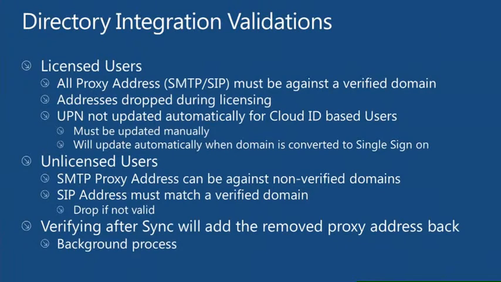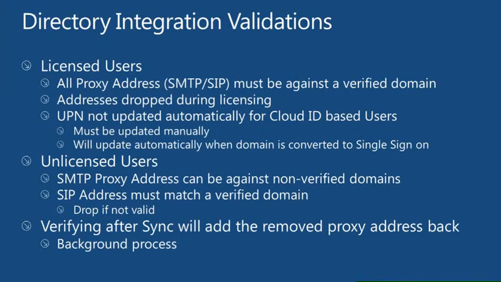So what happens when we synchronize this data up into the cloud? As I said, there's a bunch of validation that we do when we run through. And there's some differences in the way we deal with a user who has a license and a user that doesn't have a license. So firstly, users that have licenses, all of their proxy addresses, so all of their email addresses that are defined within that proxy address attribute must be against a verified domain.